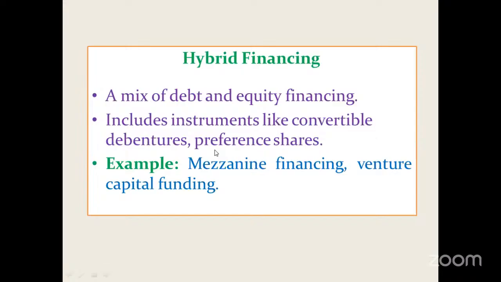There is a mix of debt and equity financing. It includes instruments like convertible debentures and preference shares. For example, mezzanine financing and venture capital financing. Mezzanine financing is one kind of finance that comes under hybrid financing, and venture capital funding also comes under hybrid financing.